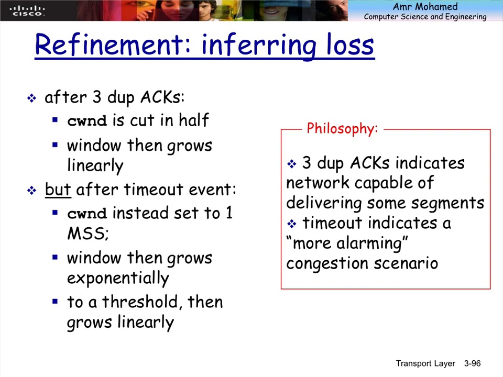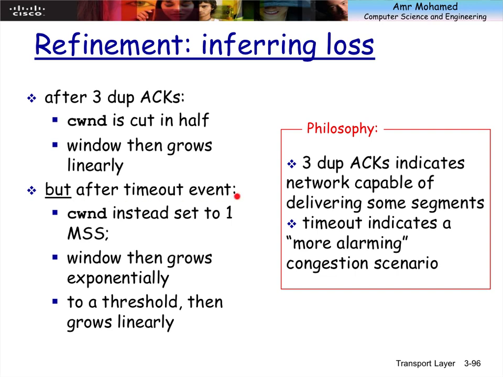So before that, after 3 duplicate acks, the congestion window is always cut to half. That's what we call the Reno protocol. We'll talk about the different congestion approaches. All of them, by the way, comply with the TCP standards, but there are slight differences between each one.